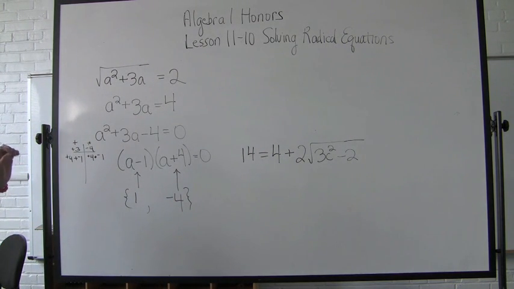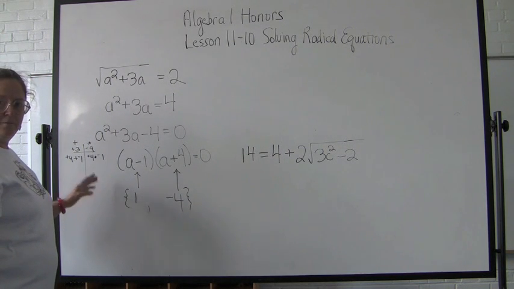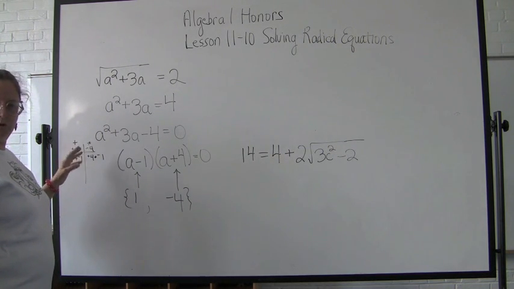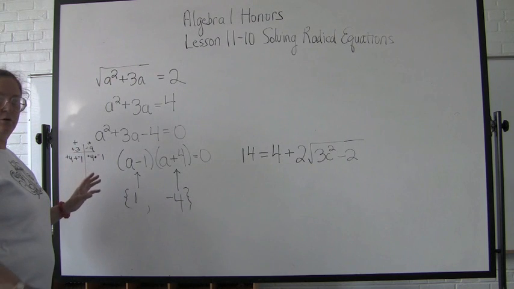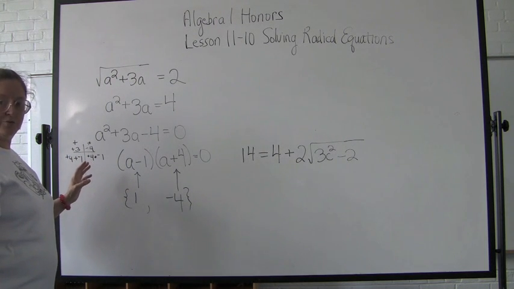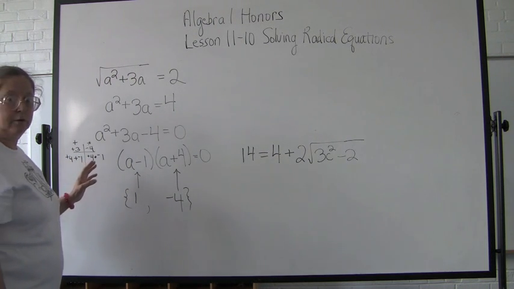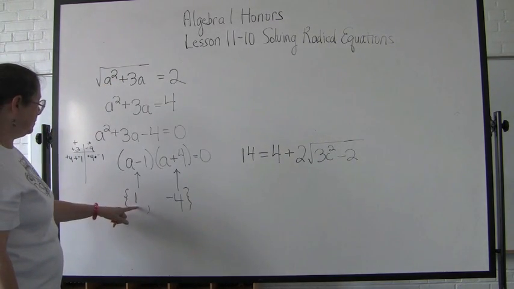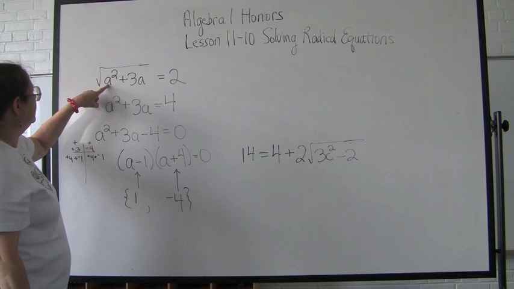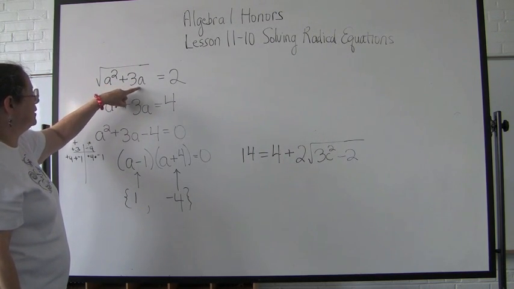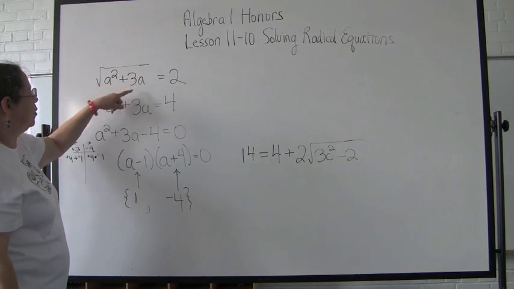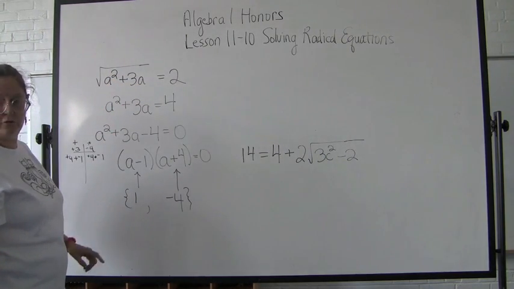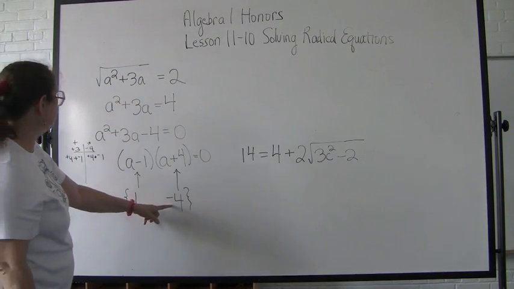And I should always check them because sometimes when working with radicals, through nothing we do wrong, some of our answers just don't work. It has to do with that positive and negative thing. So if we take a +1 and plug it in, we get 1 squared, which is 1, plus 3 times 1, which is 3. So this is going to be 4, and the square root of 4 is 2. That one works.